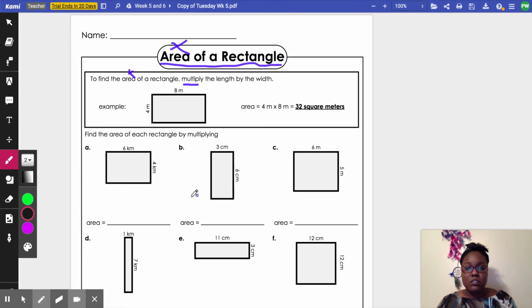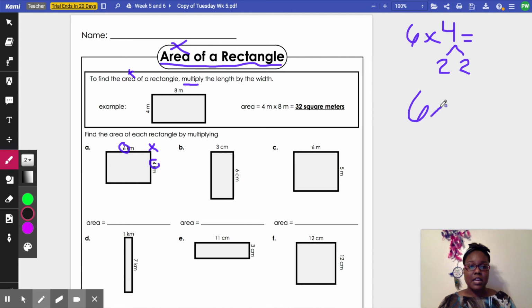All right, so I'm going to do A. We have 6 and we have 4. So I know I'm going to put an X in my corner, so I know I'm going to multiply. 6 multiplied by 4. Well, how I remember that is my 4, I'm going to write over here, 6 times 4 equals. I can decompose my 4 into 2 and 2. So I can do 6 times 2.